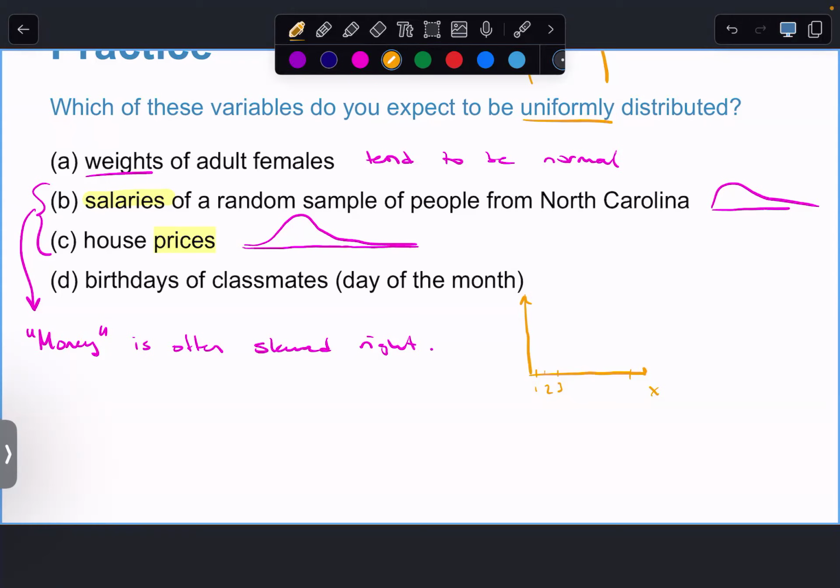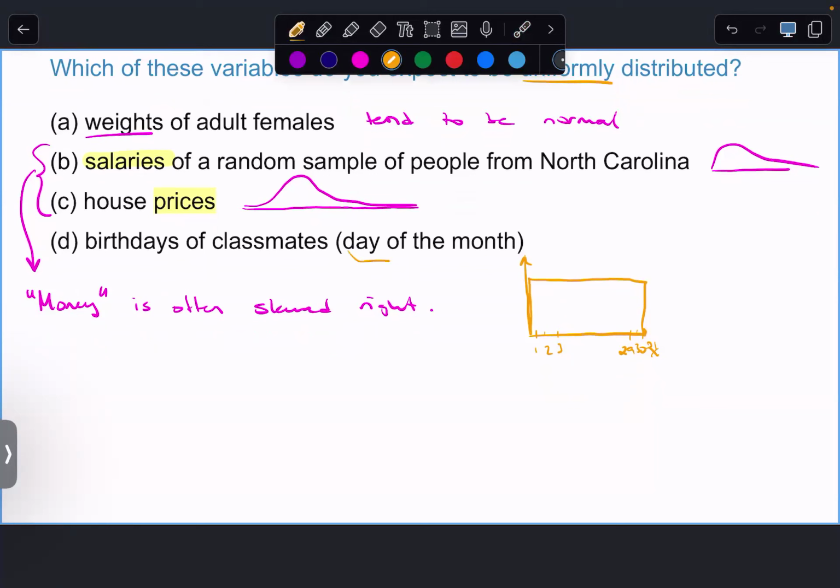But in general, 29, 30, 31, I would expect kind of a uniform distribution, right? I'm sure there are studies that have been done where some days are kind of more common than others, but not significantly more common, right? And so that's what gives us this uniform distribution. So the day of the month would be here.